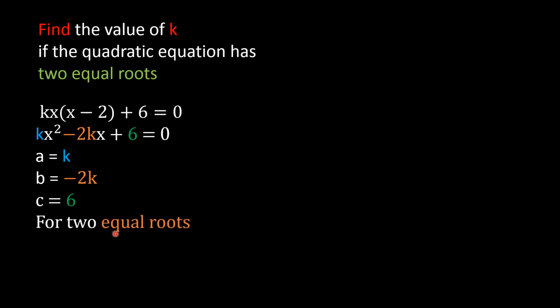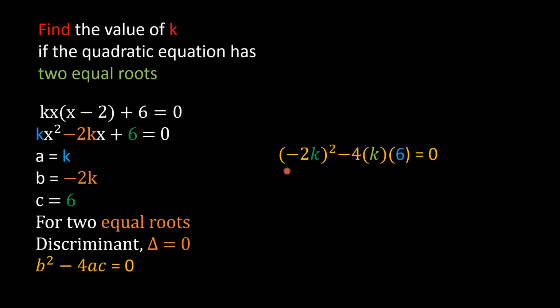Since we have two equal roots, the discriminant delta will be 0. So we have b squared minus 4ac equals 0. We will substitute the values. We have b equals minus 2k, a equals k, and c equals 6. Minus 2k whole squared will be 4k squared. Minus 4 multiplied by 6 will be minus 24k. So 4k times (k minus 6) will be 0.